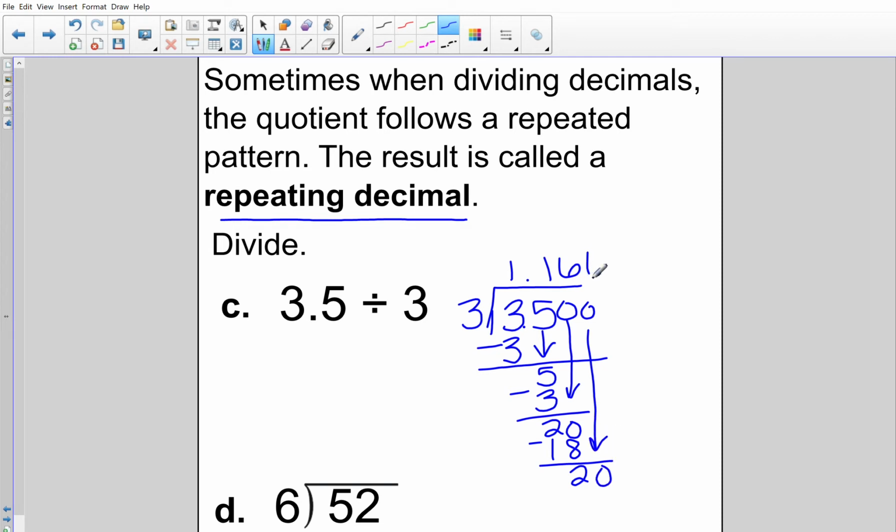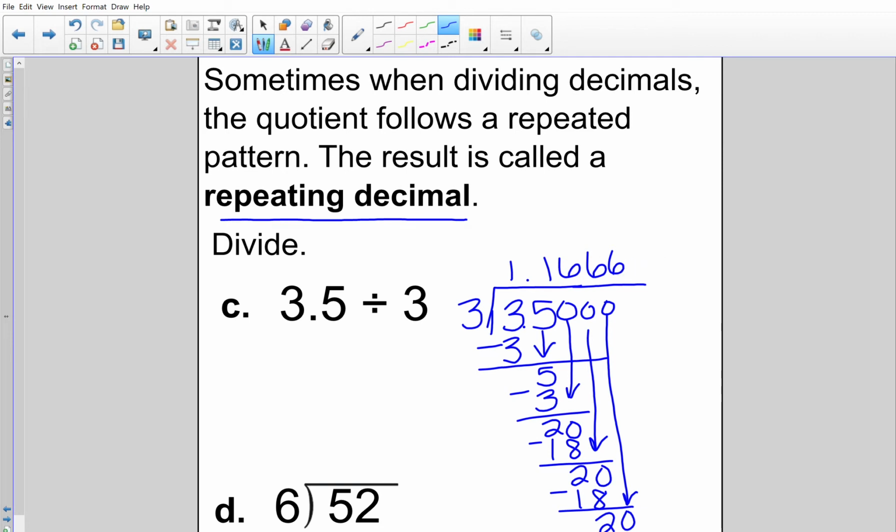And you can see this right here. 6 again. It's going to give me 18. I subtract it out. I've got another 2. So you're going to see that no matter how many times I do this, I can add as many zeros as I want. It's always going to give me 20. I'm only going to be able to use 6. So this is where it's going to repeat.